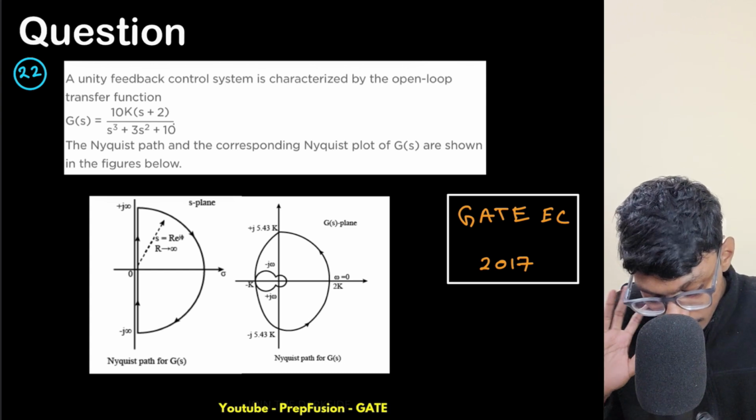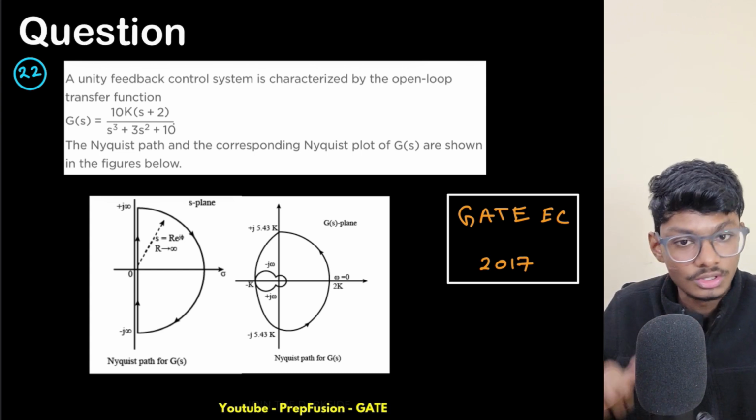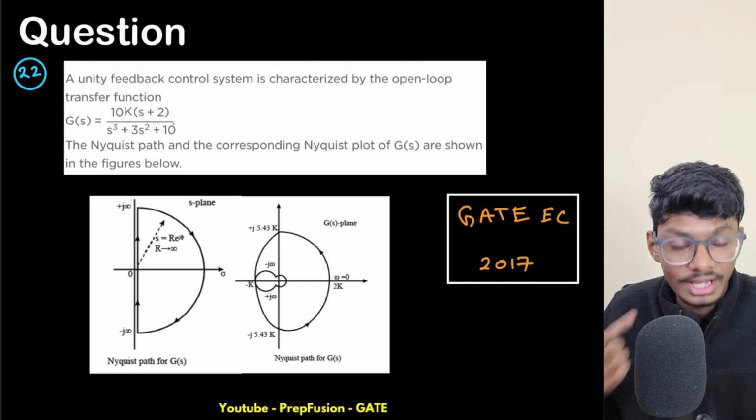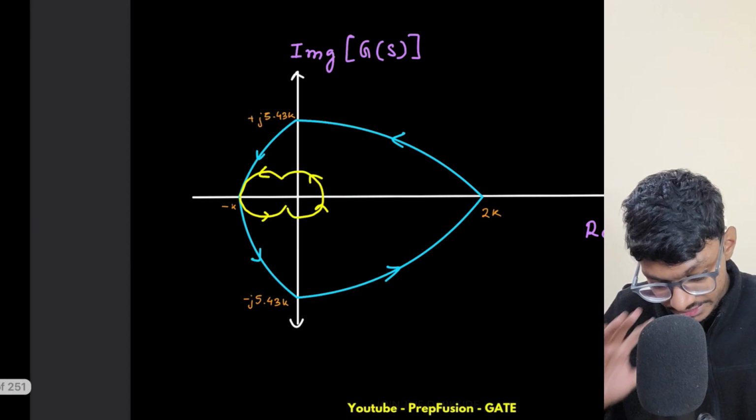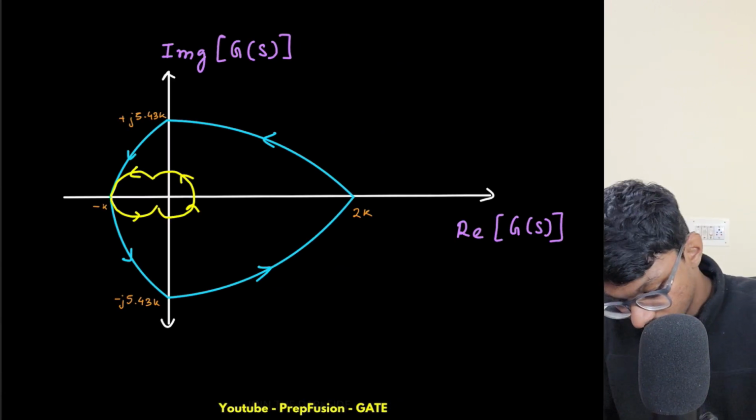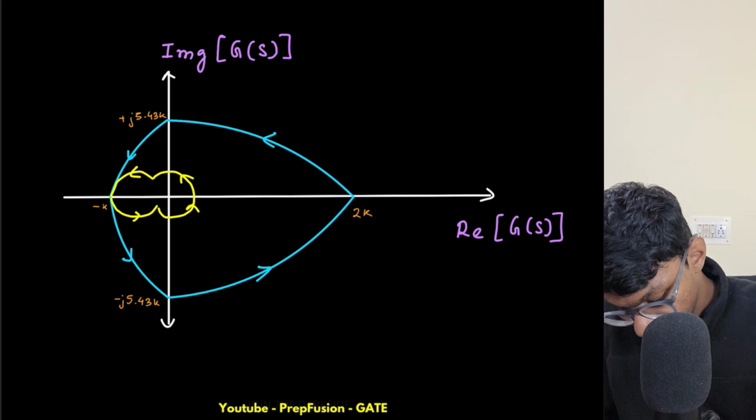So you can solve this using three methods: only with the Nyquist, both with the Nyquist and Routh, and only with the Routh. So we'll see all three methods. The first method is with the Nyquist itself. Method 1.